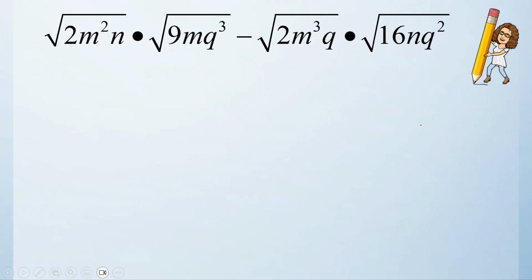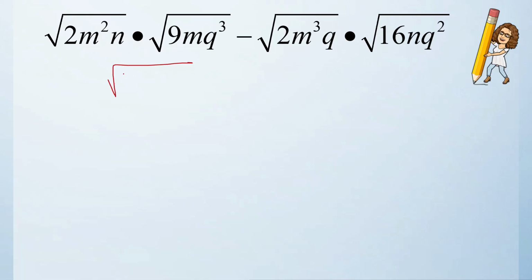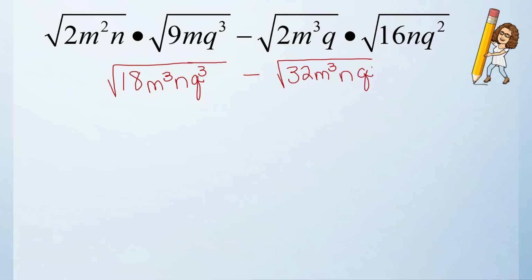And the final problem. I'm going to let you pause. Go and pause here quick and see if you can get this answer before I start. All right, let's go for it. Oop, lost my pen here. Okay, I'm going to multiply these guys together. 18m cubed nq cubed minus 32m cubed nq cubed. Now, I am subtracting, so I need to have like radicals.